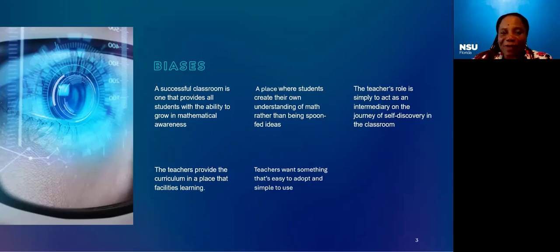So we say here that we want the classroom to be successful. So we need to provide environment for students to flourish, right? Teachers want something that's easy to adopt and simple to use. These are the students' words, by the way. Okay, it was a class of 8 students, and these are some of the things that they had to say.